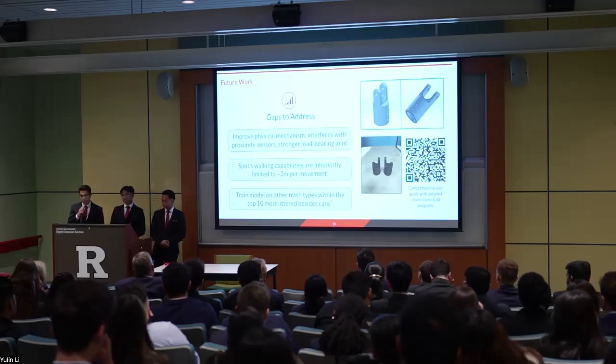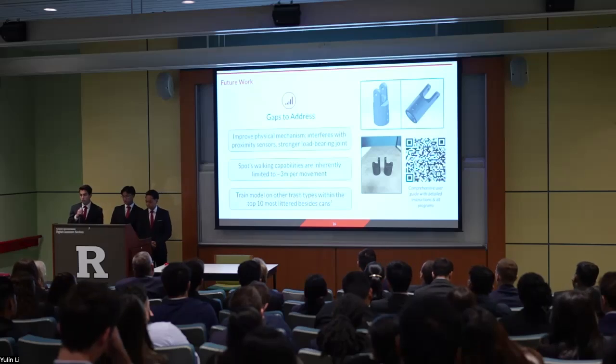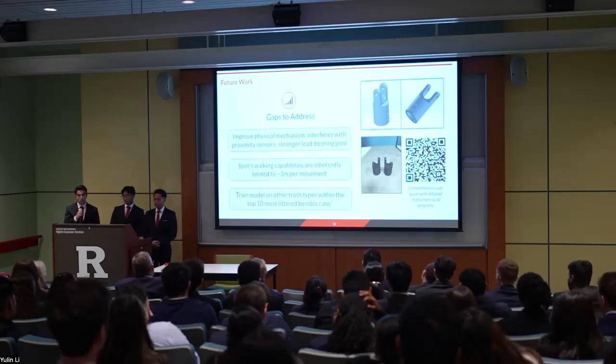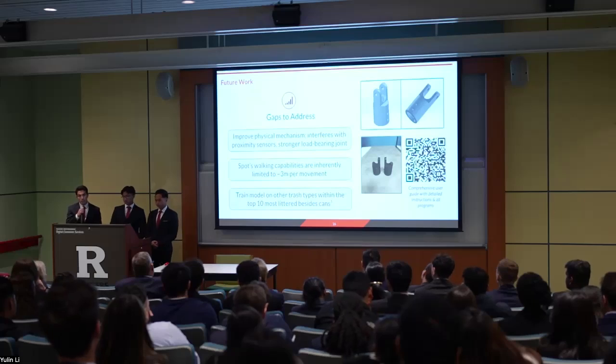And then next is training the model on other trash types. We noticed that aluminum cans are within the top 10 most littered items on the Jersey shores, but expanding this to something like plastic or glass will really round out our project.